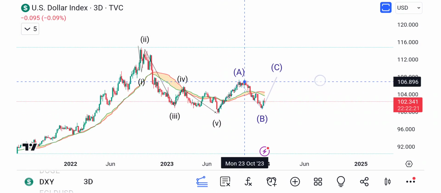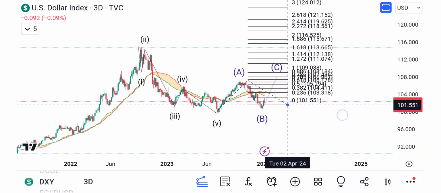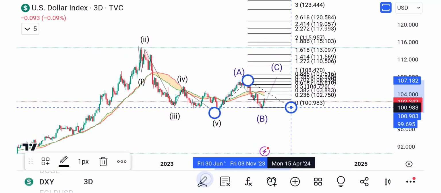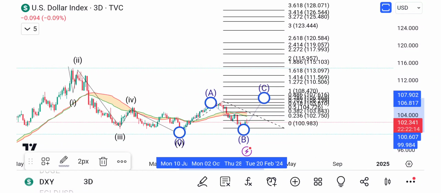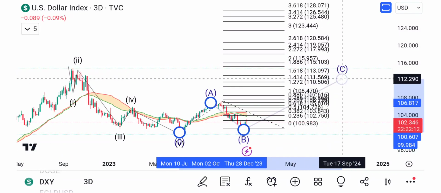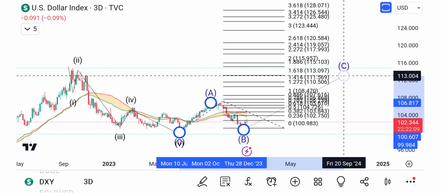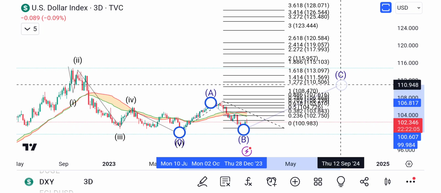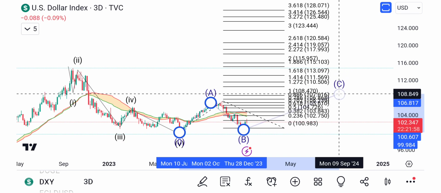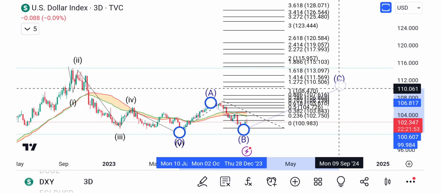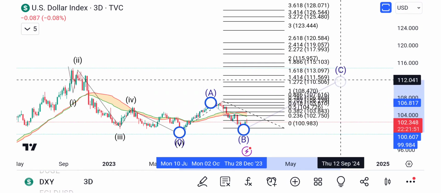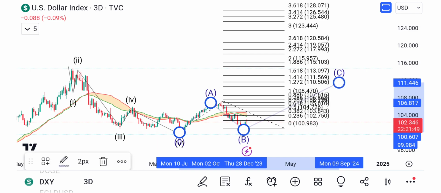From here to here, and then come down to here. I mean, this C wave can get extended all the way up to maybe 113, 110. So I'm thinking maybe between, well, hopefully below 108, but between 108 and 113. So we'll say 110. So somewhere right there.